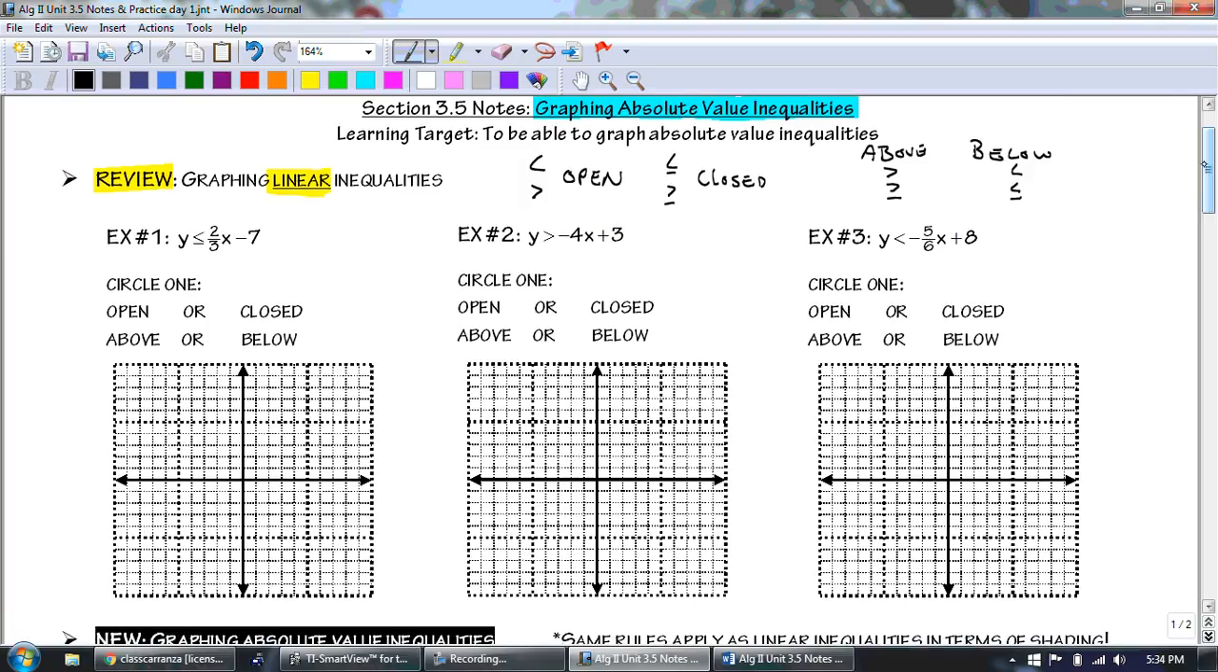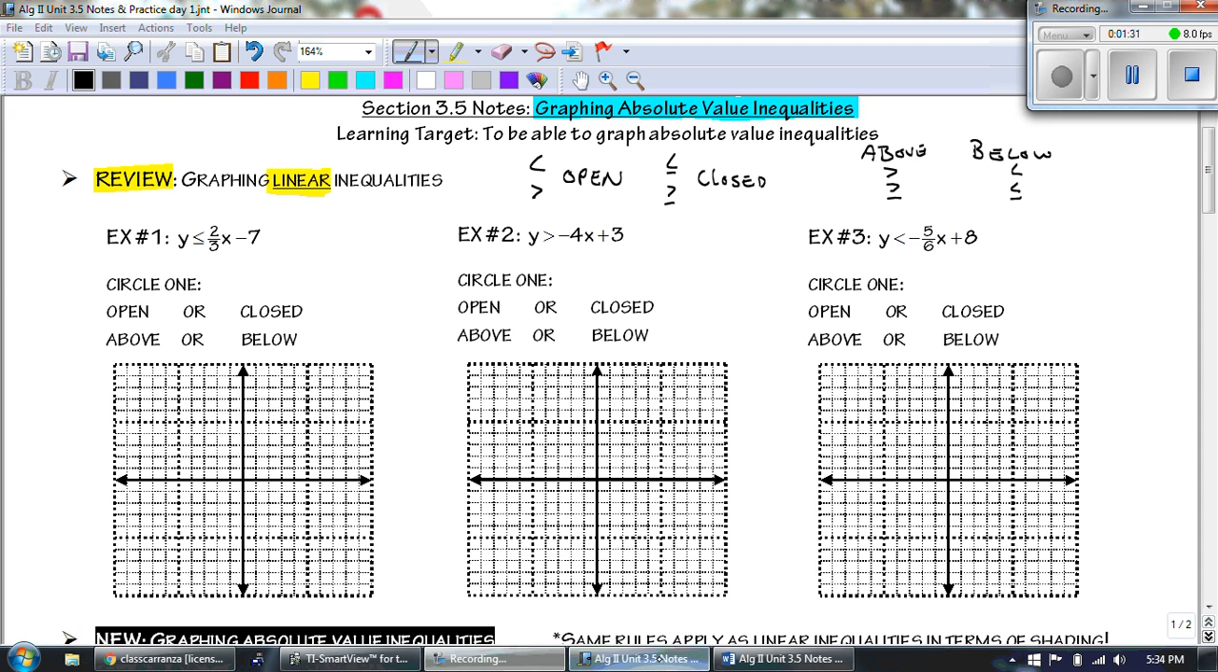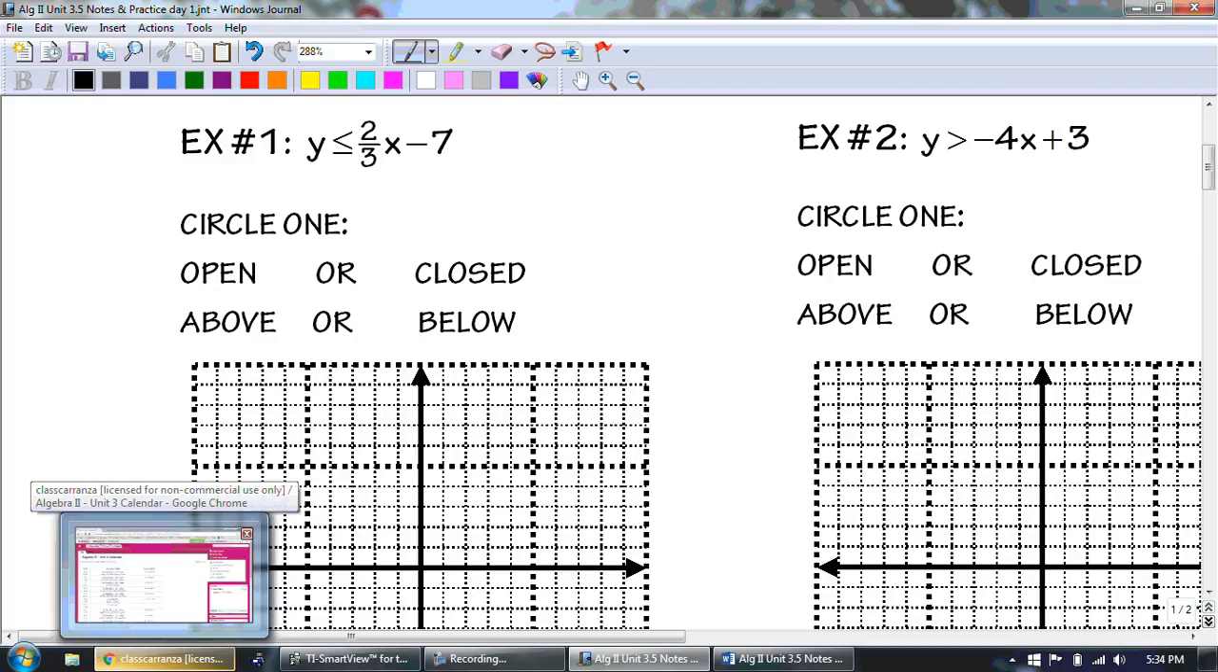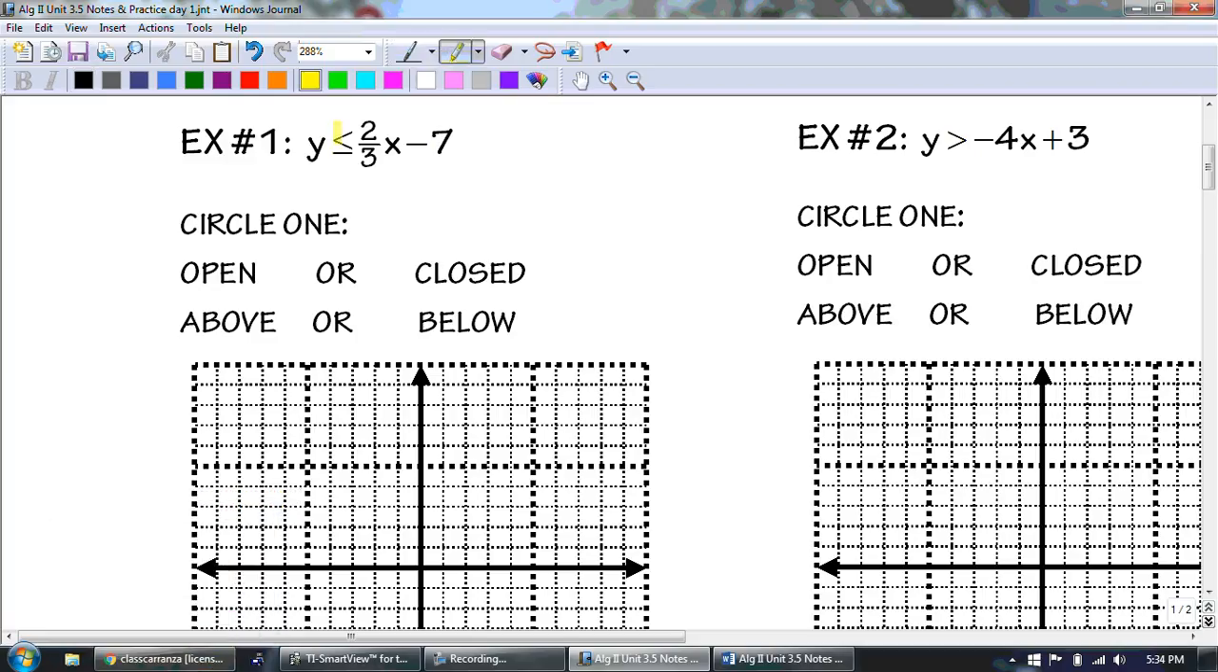Now, if you think you can do it without a review, just pause it. Go for it. Okay, for everybody else, you ready to get started? Let's go ahead and zoom in on this first one. The first thing we look at is the inequality symbol. That symbol tells me this line is going to be closed. It's closed because the line is underneath, and it's below because it's less than.